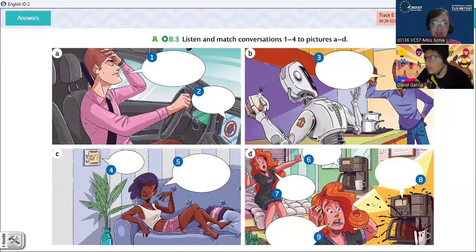Because it's broken. Then the second conversation. Oh no! What a mess! Oh no! What a mess.